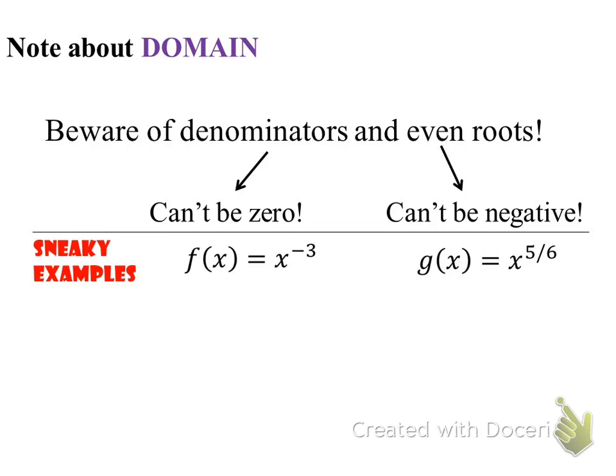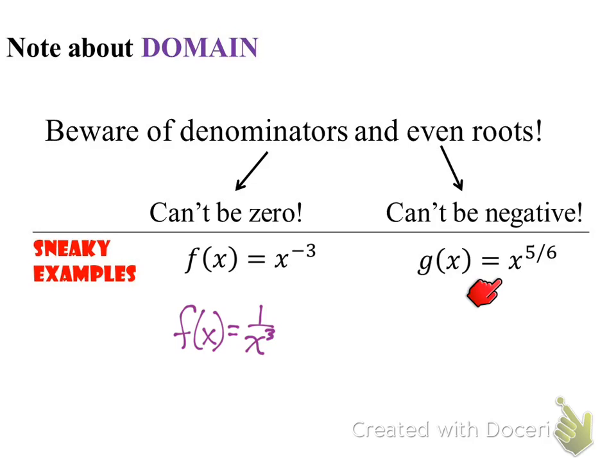F of x. Ooh, why is this a sneaky example? It creates a denominator. So if I have a negative exponent, I need to be aware that if I rewrote that, it creates a denominator. So now x can't be 0. That would be part of my domain.